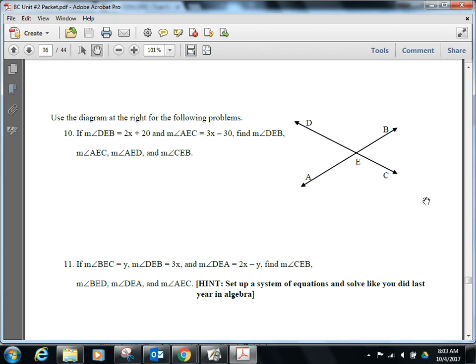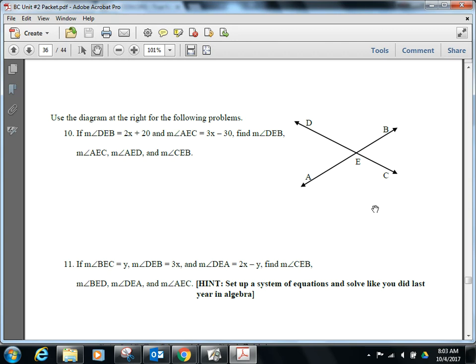Ready? What did you just tell me for this AEC? 120. So the angle next to it, which I'm asking now, shouldn't be 50 because that would add to 170. Yeah, I know that. But what I'm saying, ready, Evan? What I'm saying is it can't be a 120 and 50 because that adds to 170. 60, and how about CEB? 60. All right.